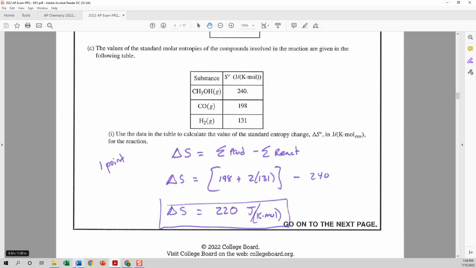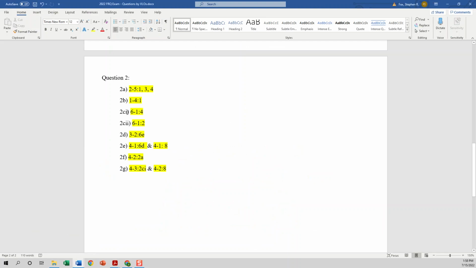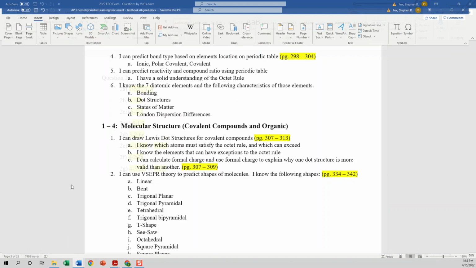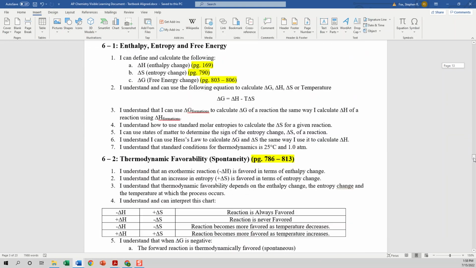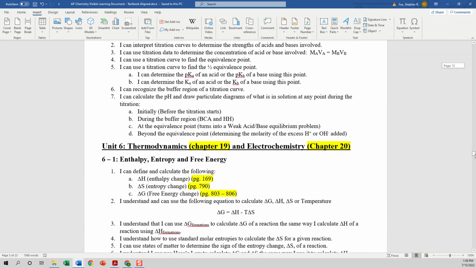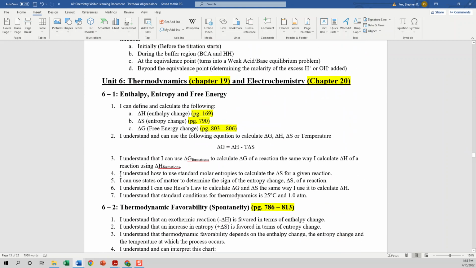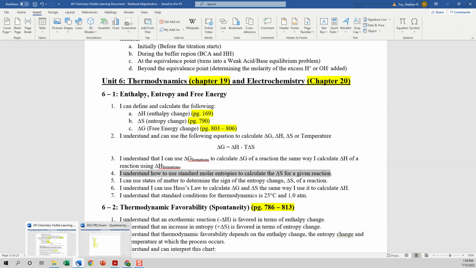Now, let me talk about the visible learning. So this is part C1. So C1 is 6.1.4. Let's go to the visible learning document and let's go to unit 6. Let's scroll all the way down here to unit 6. And it was 6.1.4. And look at that. I understand how to use standard molar entropies to calculate the delta S for a given reaction. I mean, that's exactly what the question's asking. So again, the visible learning document has all the objectives you need to meet, and here's proof. Boom, you got it. It's right there.